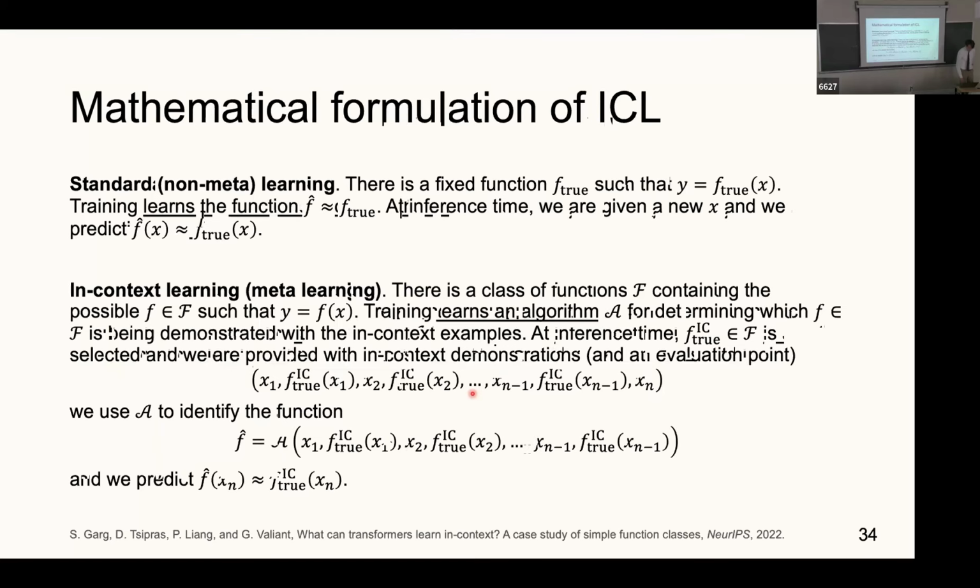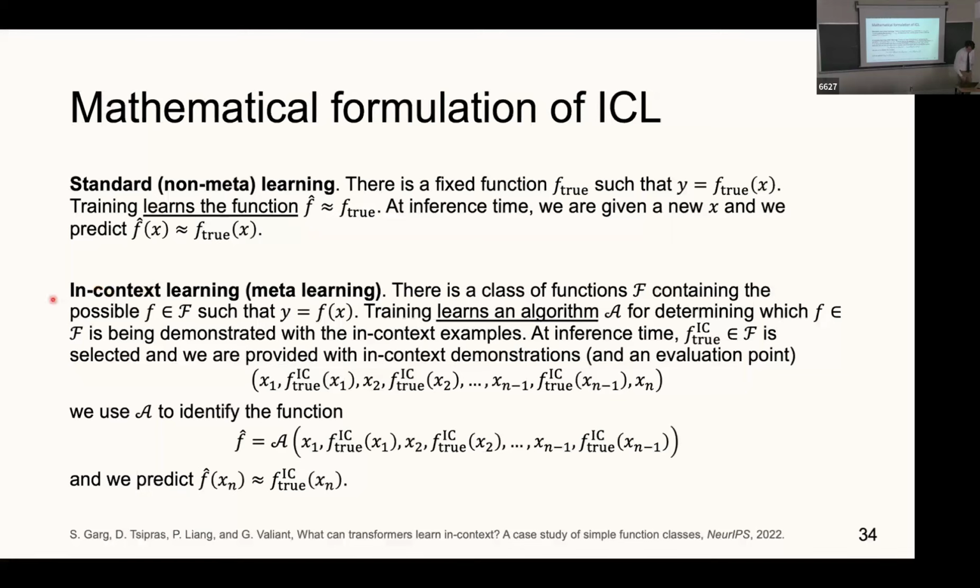And let me further clarify the formulation of ICL. In a standard non-ICL learning, there's a fixed function that is being demonstrated. X is the input, like the input image, Y is the label, and there's some true function that we are observing through the input-output relationship. Usually in supervised learning, the goal of training is to learn the function so that later on when you're provided a new picture, you can make a prediction as to whether it's a cat or a dog.